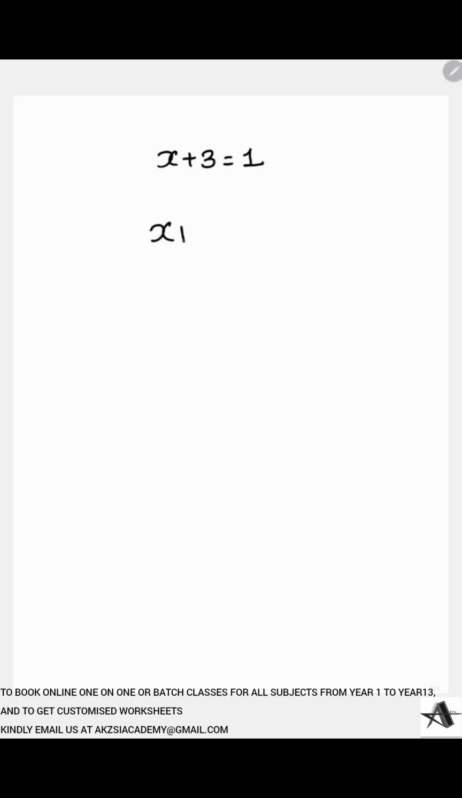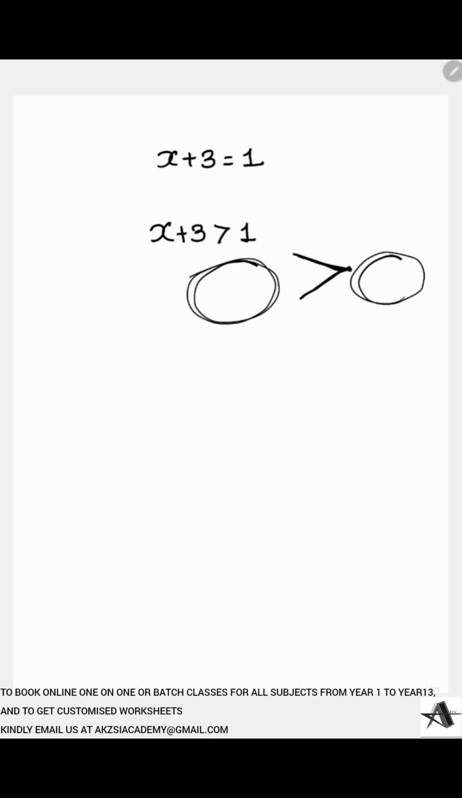If I say x plus 3 is greater than 1, this point, the beak, represents the smaller one. The variable to which this apex is pointing is your smaller one, whereas the open end is the greater one. So we always write the greater values here and the smaller values here.